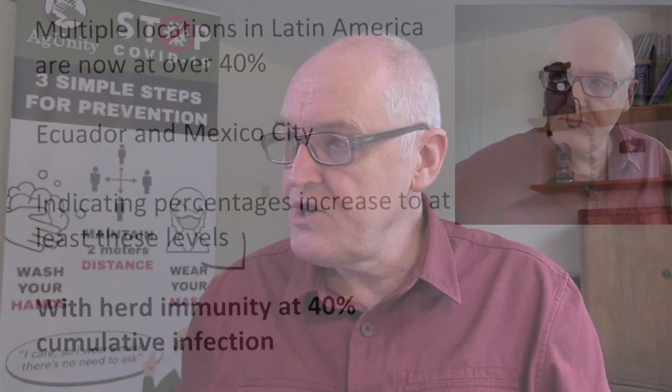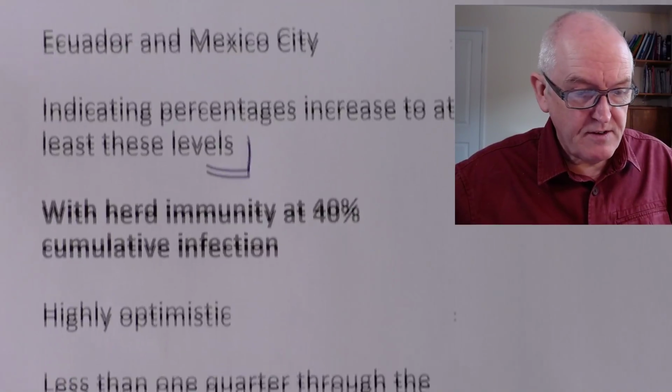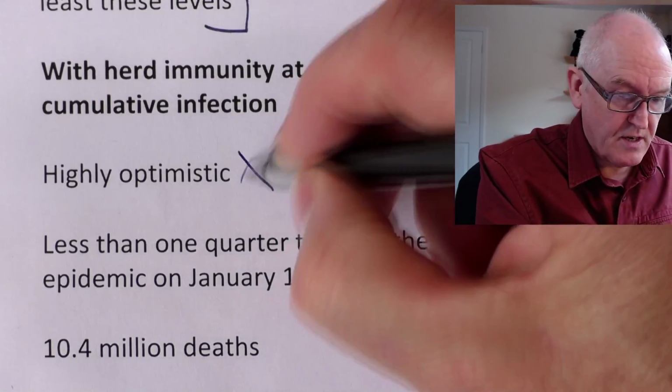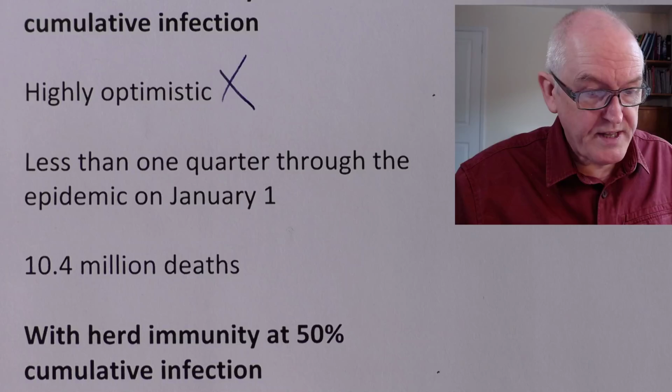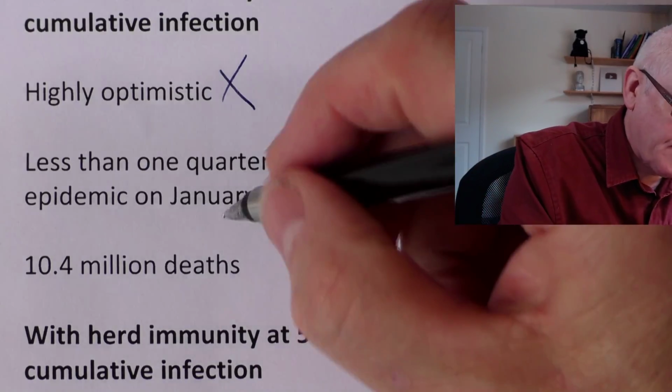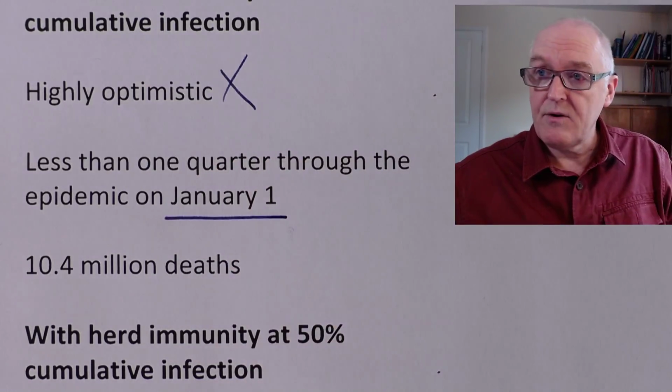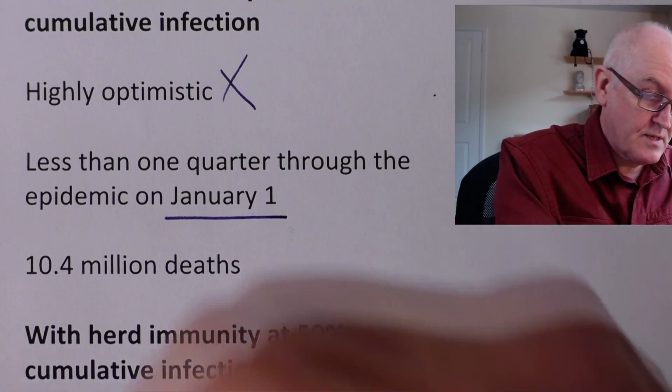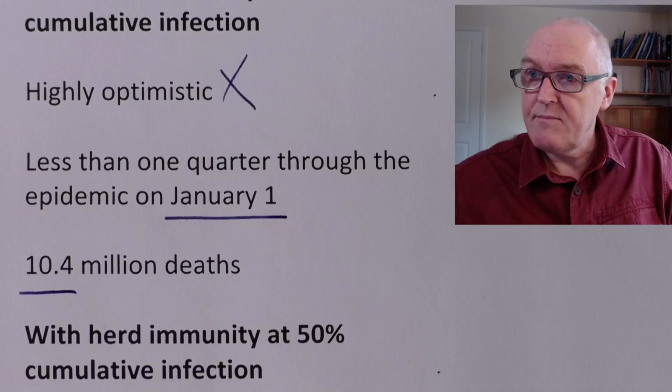Now, let's assume that these cities in South America have reached herd immunity and there's no more spread. It's almost certainly not true, but let's assume that's the case. If herd immunity is at 40%, which is ludicrously optimistic, it's not going to happen, but if it did, then we're less than a quarter of the way through this epidemic by the 1st of January. And that would result in 10.4 million deaths, based on projections at current infection fatality rates.